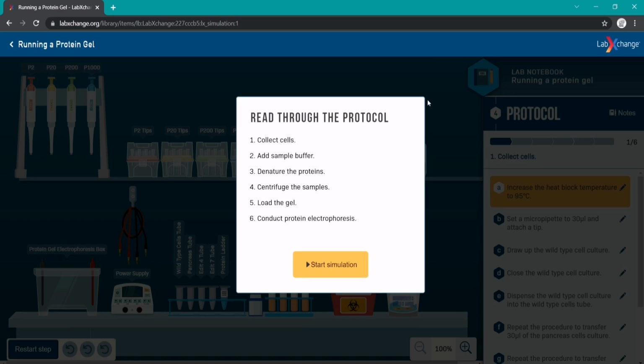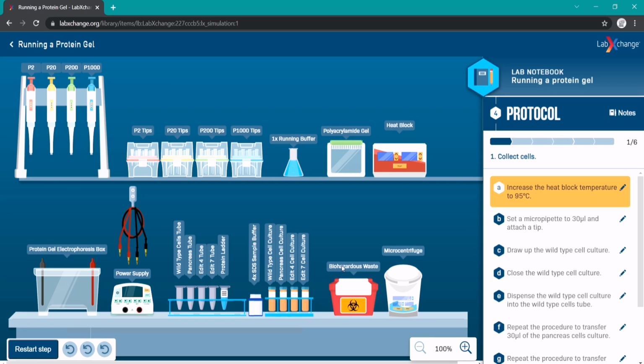Those are: read through the protocol, collect cells, add sample buffer, denature the proteins, centrifuge the samples, load the gel, conduct protein electrophoresis. Now let's start the simulation. The first part will be collect the cells.